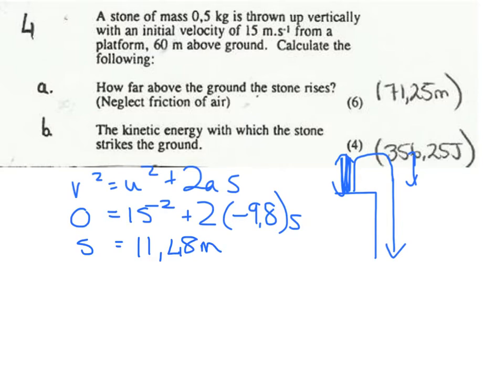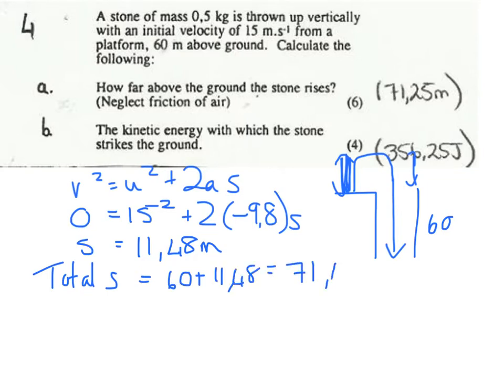And therefore, how far above the ground is it? I need to add this extra 60 meters of the platform. So total distance above the ground is 60 plus 11,48, and that is going to be 71,48 meters above the ground. Then they say the kinetic energy with which the stone strikes the ground.